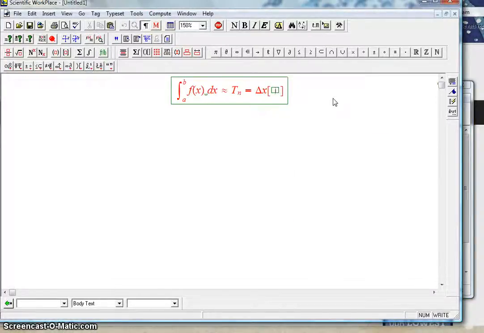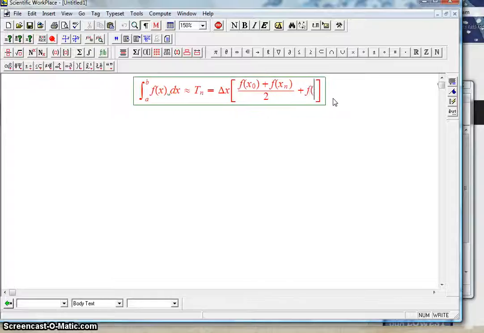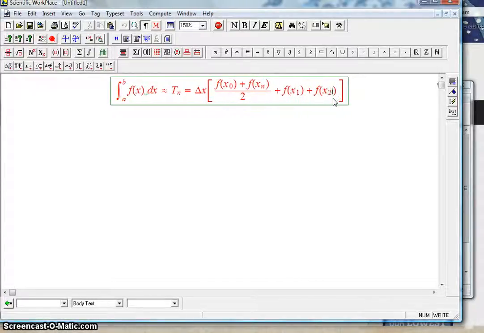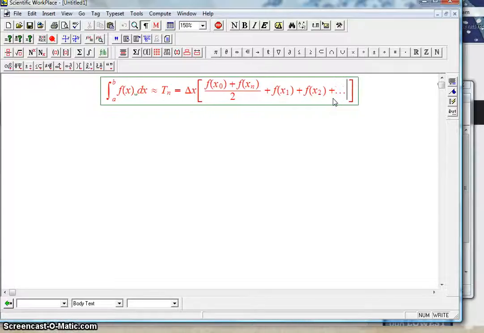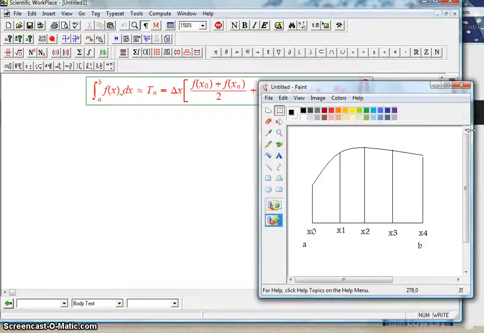And so I like to write it by separating those out: f of x0 plus f of xn, so you're taking the average of the first and last, and then all the other ones. What people were getting confused about is, what is the x0? x0 isn't the first internal one. It's actually a. It's the left-hand endpoint.